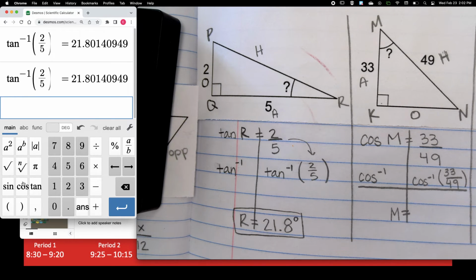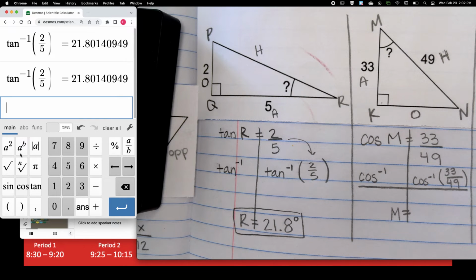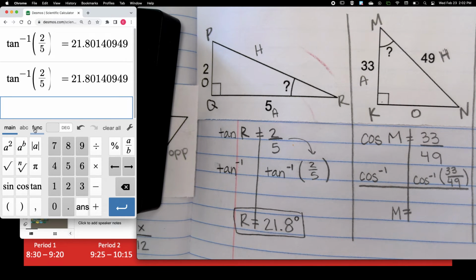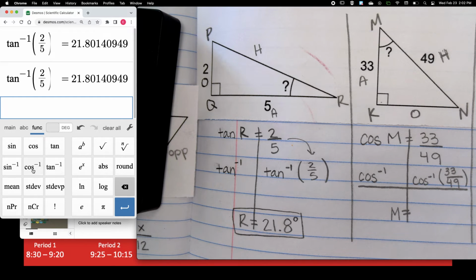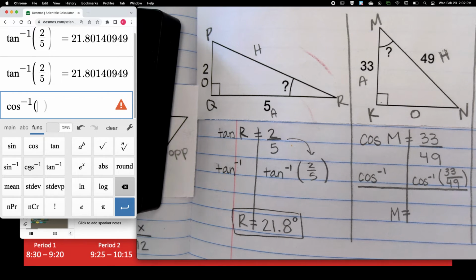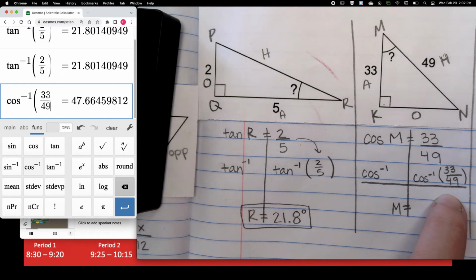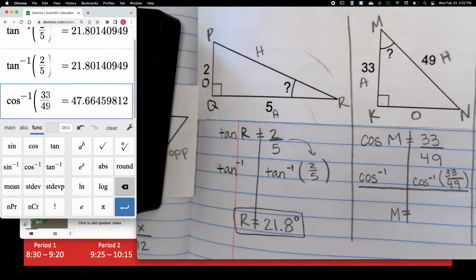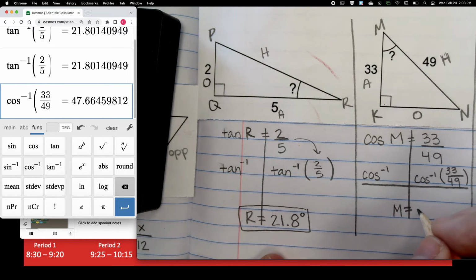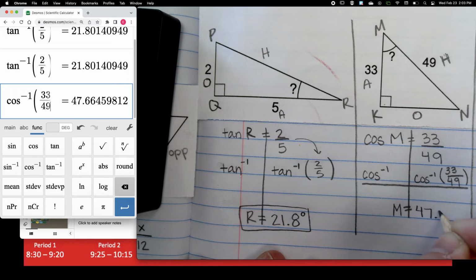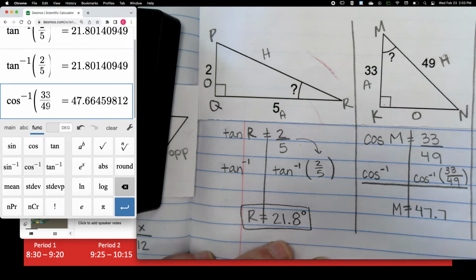So again, you can type in cosine, but then you have to go back and make sure you put that -1. Or you can do func, which stands for function, and we want that cosine with a -1. And then I just use my keyboard to type in 33 over 49, a little slashy slash. All right, and now we're going to get 47.6 or 47.7. 0.7, good. And again, this is an angle, so we're going to label it 47.7 degrees.